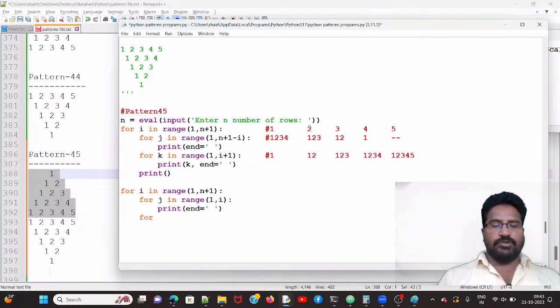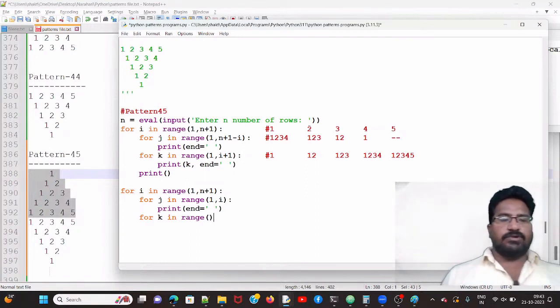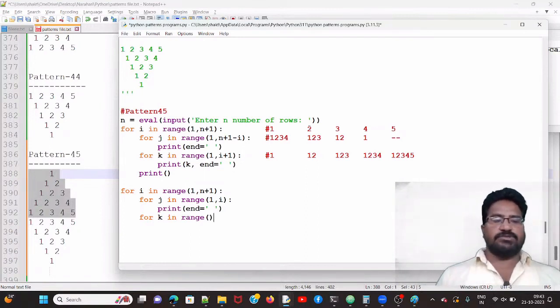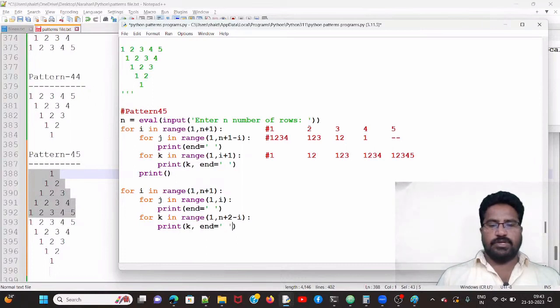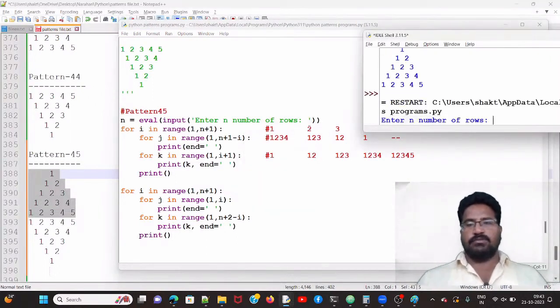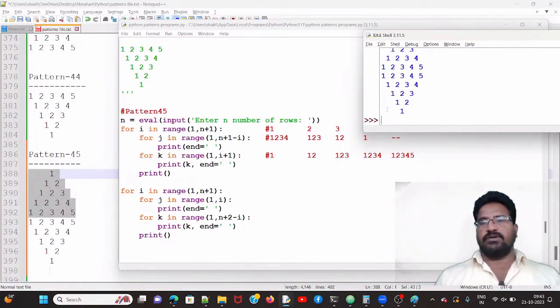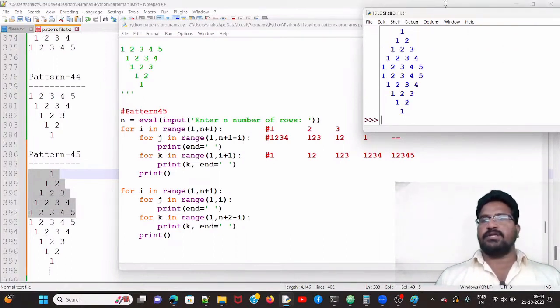Then next, about the k: for k in range, first time 5 times, then 4 times, 3 times, down to 1 time. So starting 1 to n plus 2 minus i, then print k with end equal to a space. Then you take the empty print here. Let's take 5. Yes, we got the pattern.